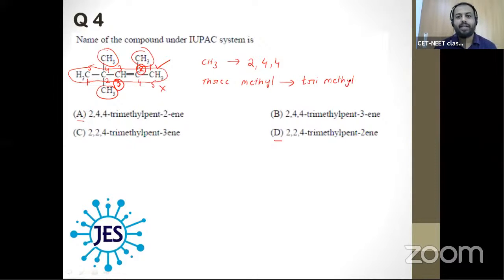Now we get the complete name. Check it out. It is 2,4,4-trimethylpent-2-ene. It is option A.